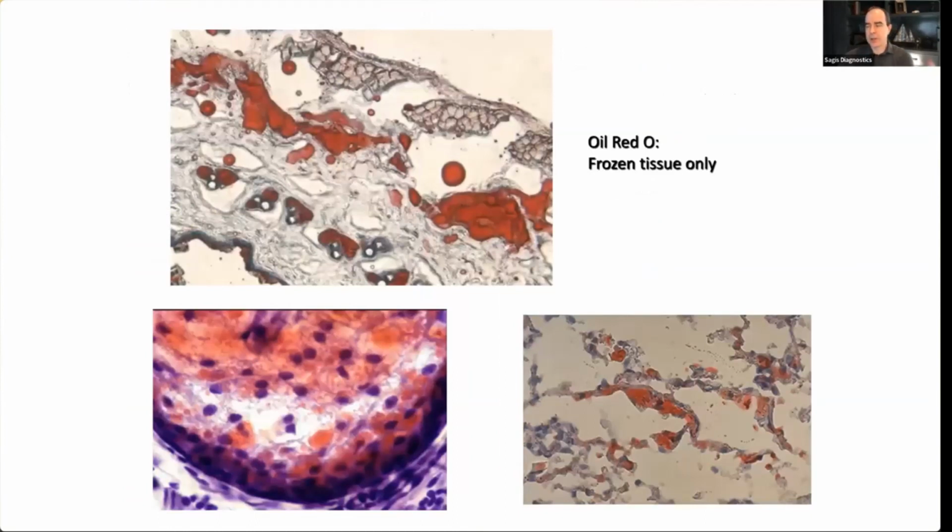Oil red O, not many people use this. You can use it on frozen section only. It's for fat, and the reason that you can only do it on frozen section is because when we process tissue, we put it in xylene, and it dissolves out all the fat. So if you want to see fat, you have to do it on frozen tissue, and you use what's called an oil red O, and it turns it red.